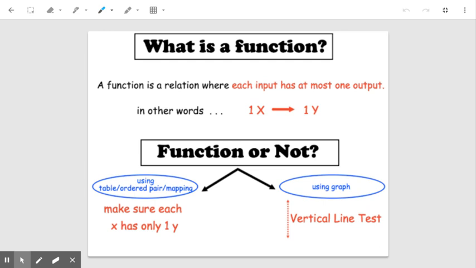Everybody, it's Miss Mac with a quick video to talk to you about functions. What is a function and how do you know if a relation is a function or not?